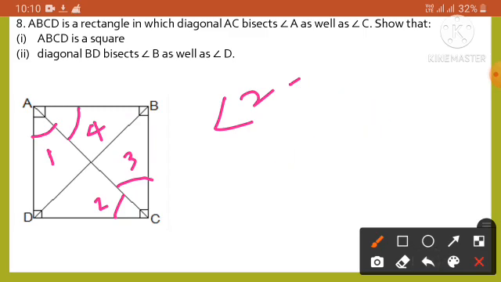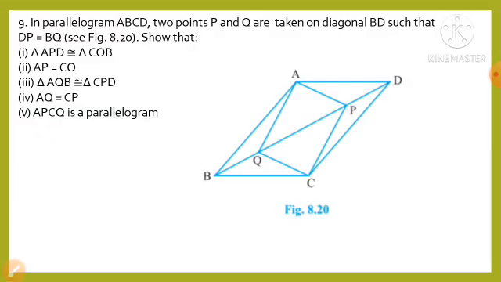Okay, now the next part. Since ABCD is a square and diagonals of a square bisect the opposite angles, here BD bisects angle B as well as angle D here. Now question number 9.